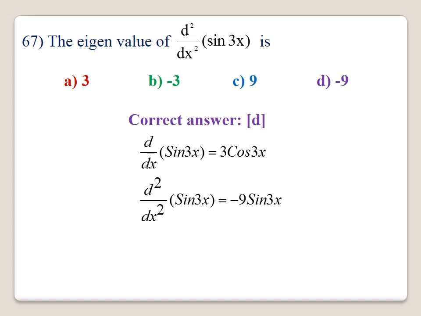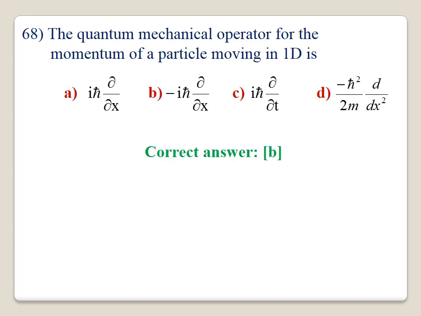The correct answer is 68. The quantum mechanical operator for the momentum of a particle moving in a one-dimensional box, option B is correct: minus i h bar d by dx. That is the correct option for question 68. Correct answer is B.